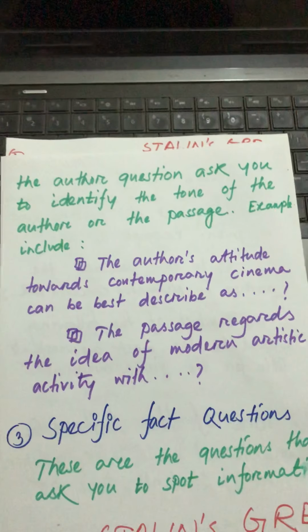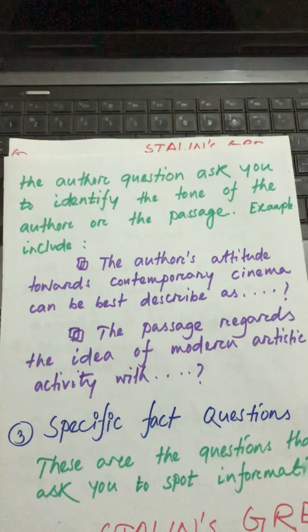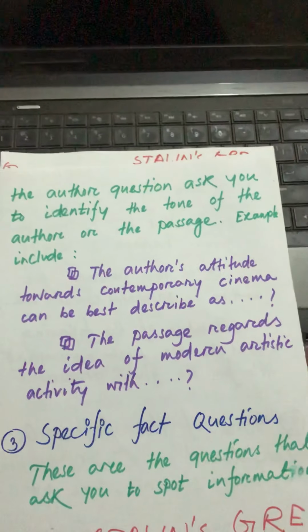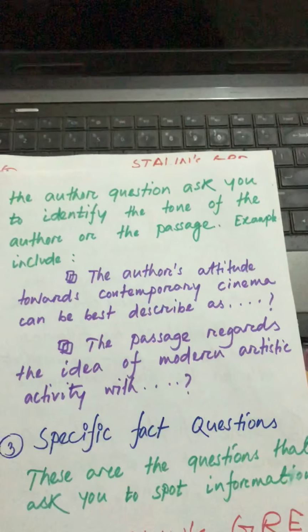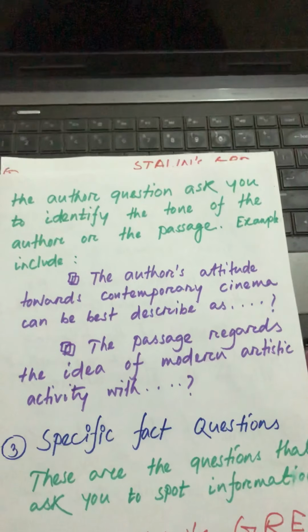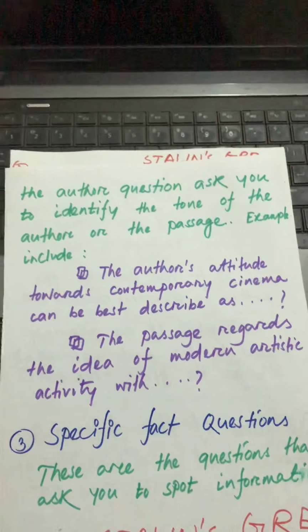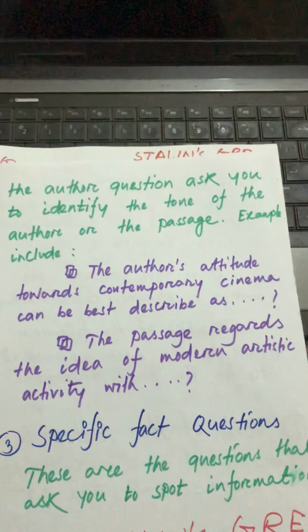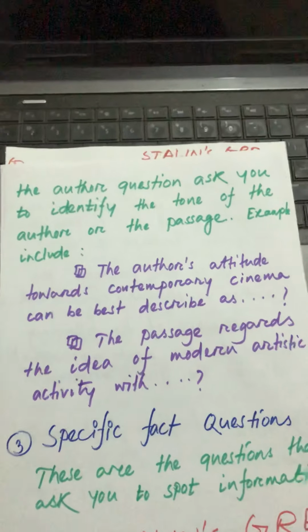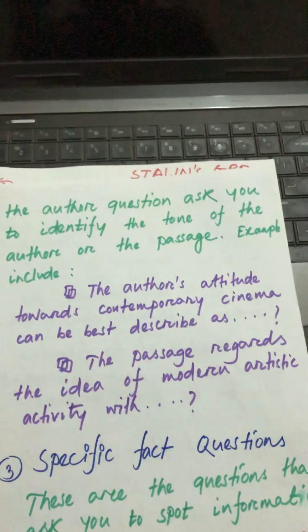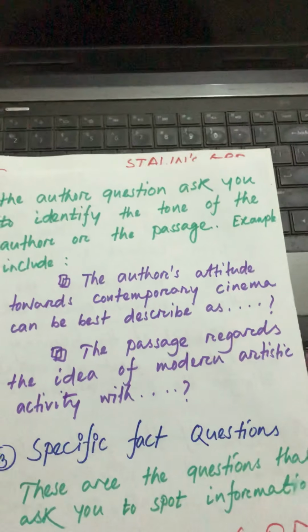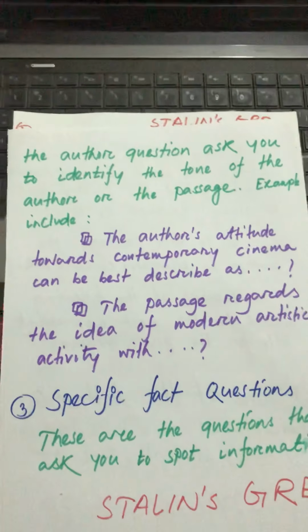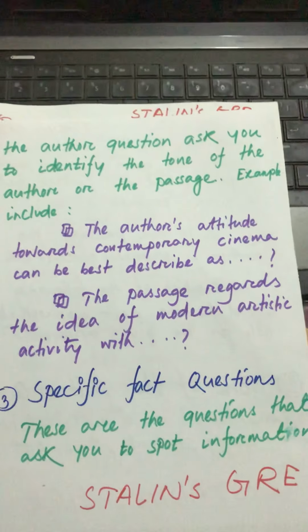So what should we do here? We have to find out the tone about the contemporary cinema, what the author said about it in the passage. You have to find out the tone. And the next one: the passage regards the idea of modern artistic activity with... So here also you have to find out the tone about the modern artistic activity. Okay, clear? Now I am going to the third type of questions, that is specific fact questions.